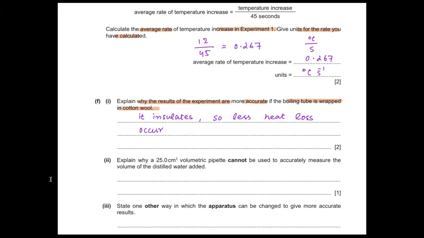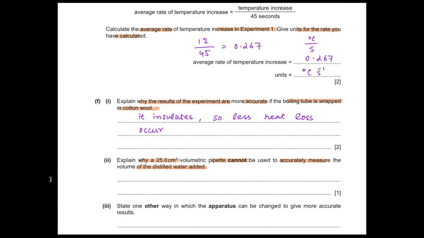Is this clear to all of you? Yes, sir. Okay. Now, next part. Explain why a 25 cm³ volumetric pipette cannot be used to accurately measure the volume of distilled water added.